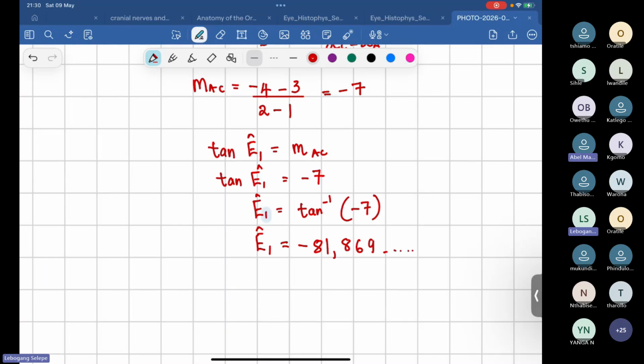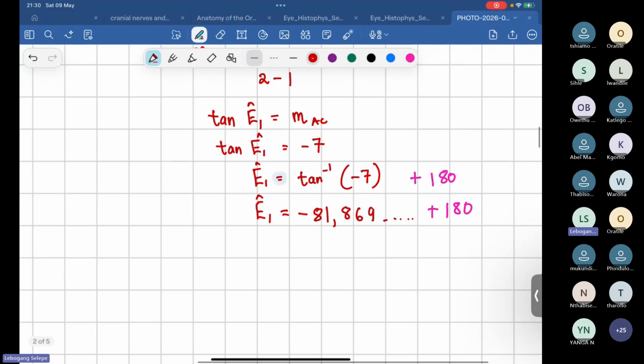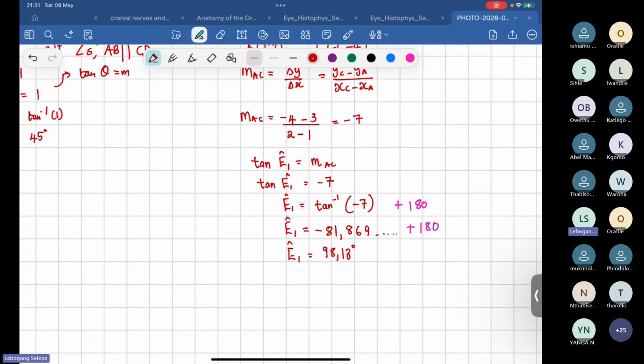Now, what do I do? You add 180. Perfect. Remember, I said you must remember to do that also before, just to make everything balance out. But no one will penalize you if you didn't do that. So you just add 180. Therefore, E1 is going to be equal to, what do you get on your calculators? 98.13 degrees. Perfect. So that is the size of E1.